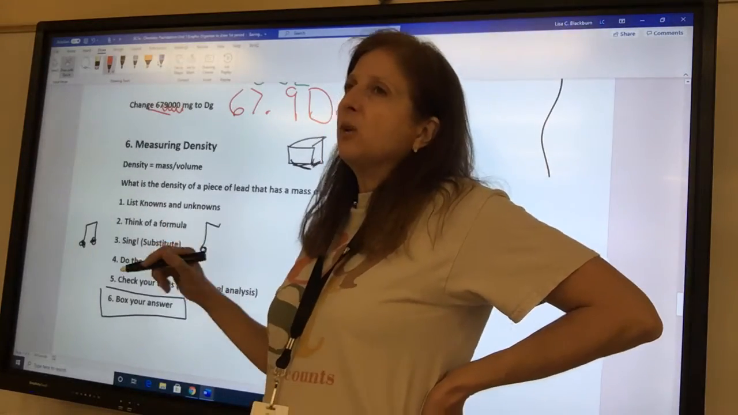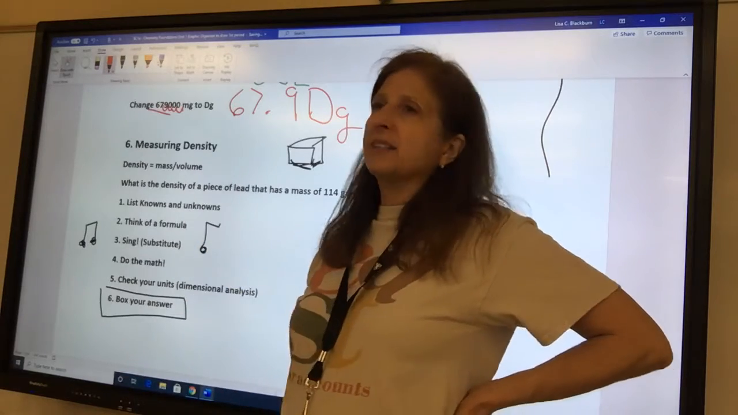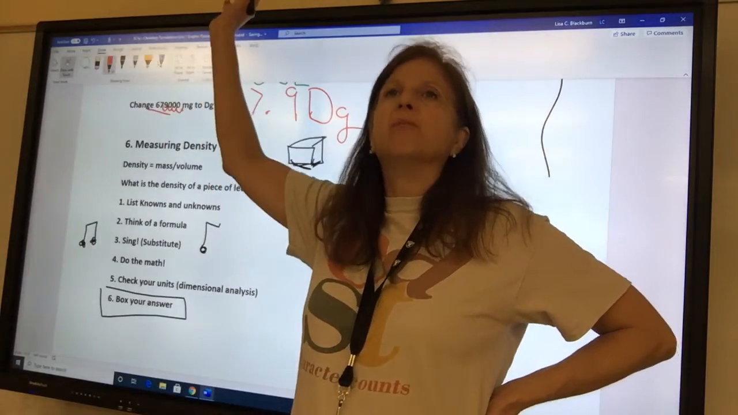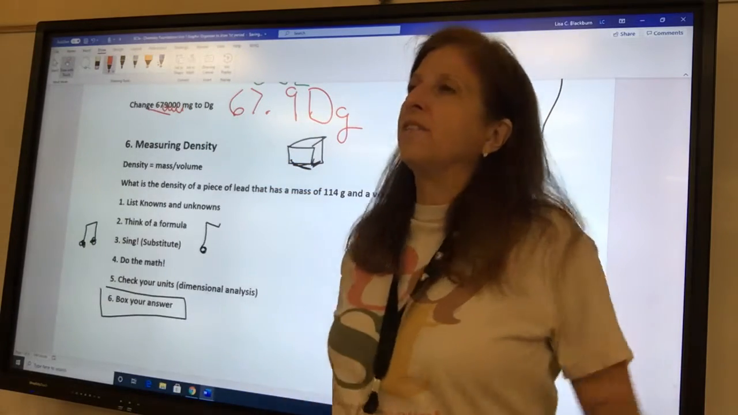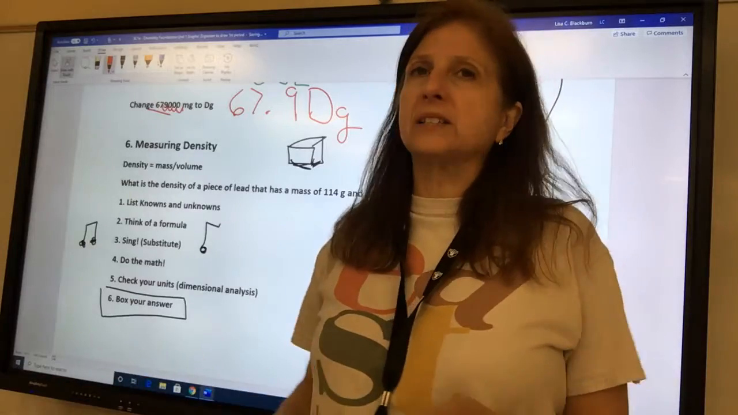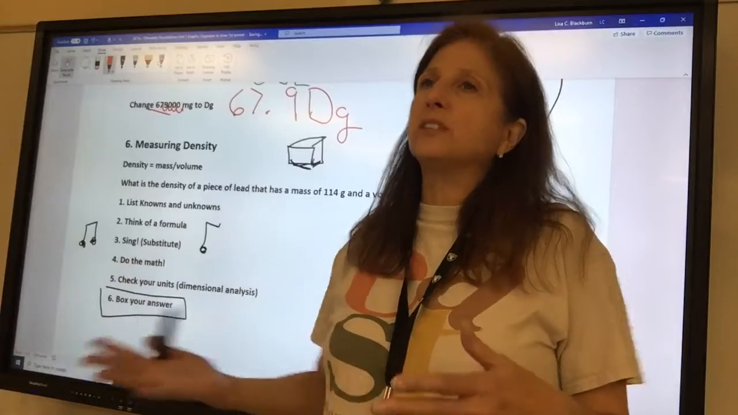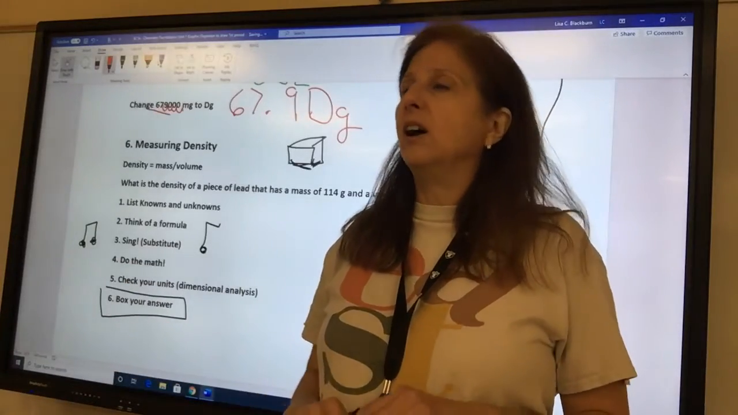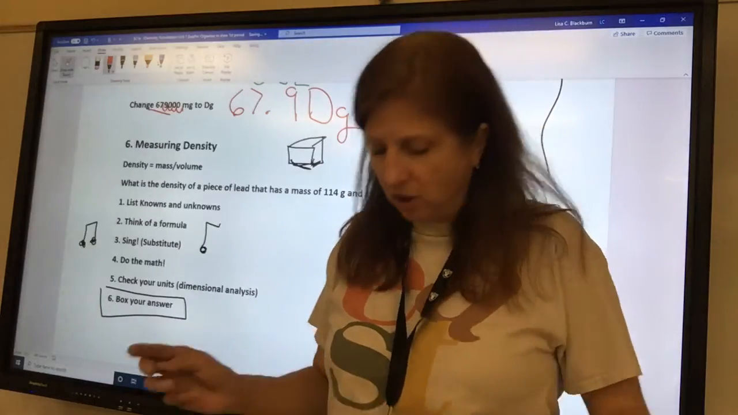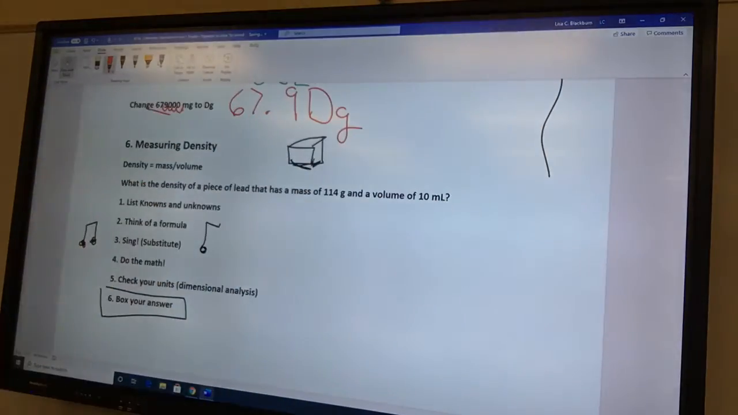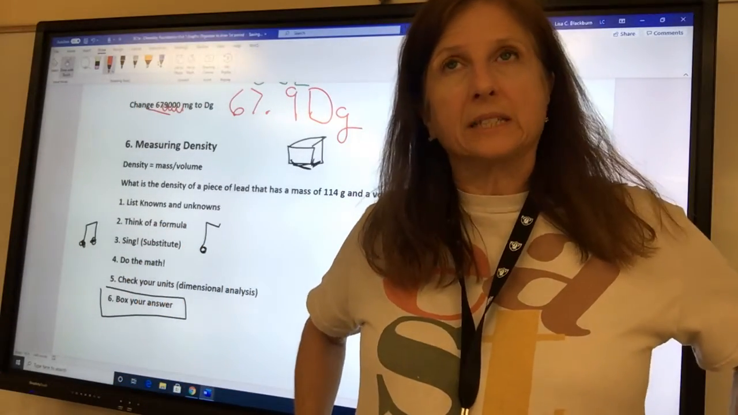All right, so density is our first equation we're going to learn. And density is mass over volume. Did y'all already know that from physical science? Density is what is called a physical property. Things have physical properties and chemical properties. A physical property would be like color, hardness, things that are just a property of the substance. And then chemical properties are how they react with other elements.